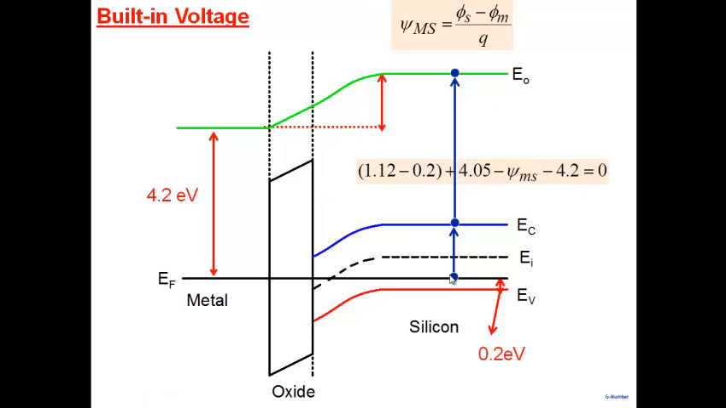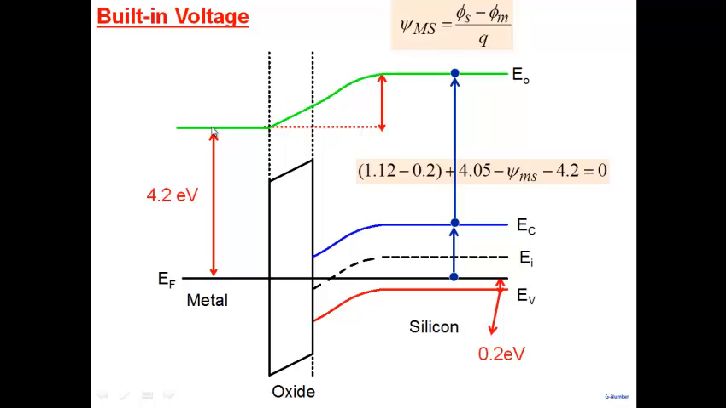Can you see the following? As I go from here to here, that's equal to 1.12 minus 0.2. Then I go from here to here, which is equal to 4.05. From here to here is this potential drop, which I'm calling psi ms. Psi ms is the potential difference between metal and semiconductor: psi of metal minus psi of semiconductor.